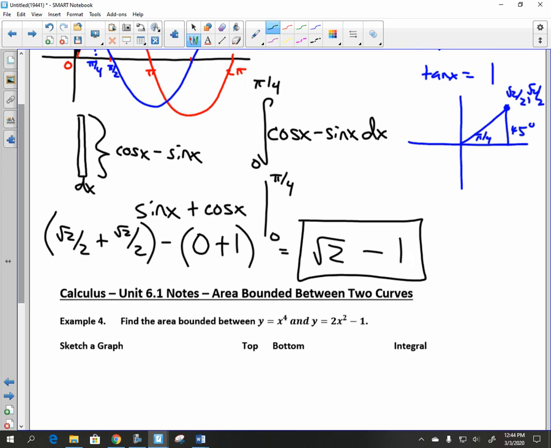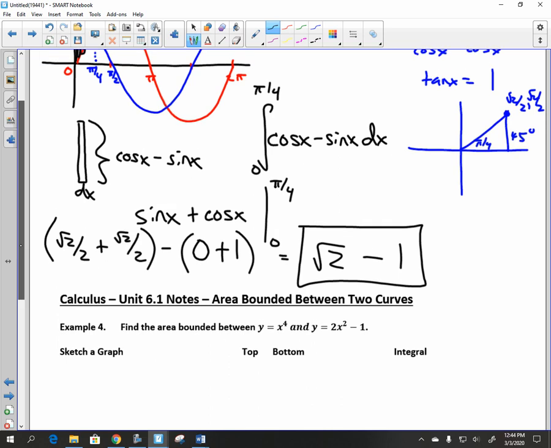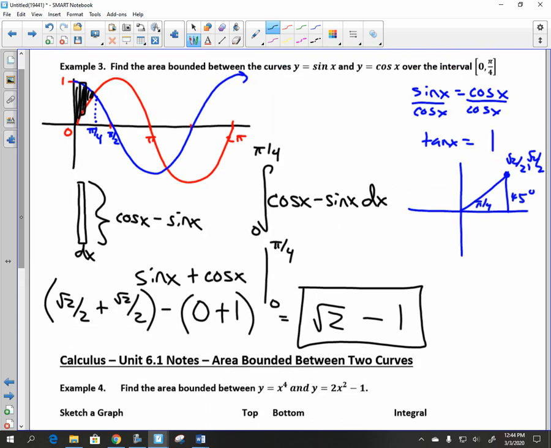And so the area between 0 and pi over 4 is exactly root of 2 minus 1. Yeah. Good work, everybody.